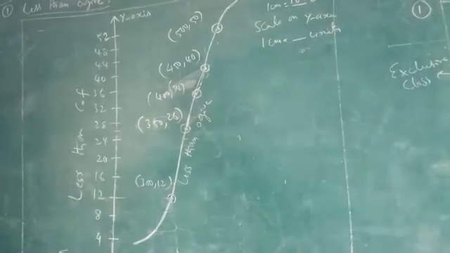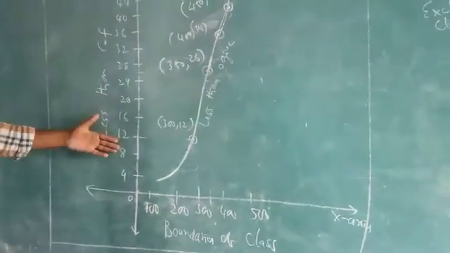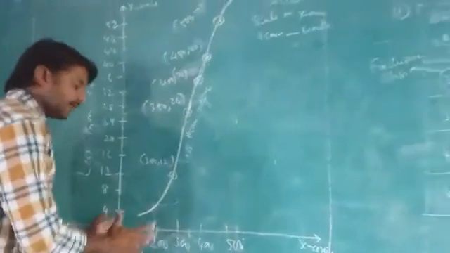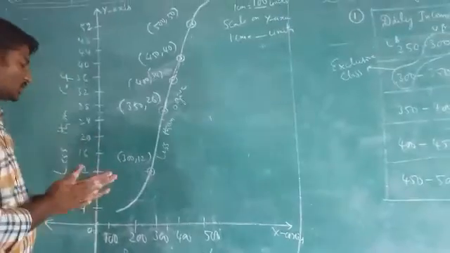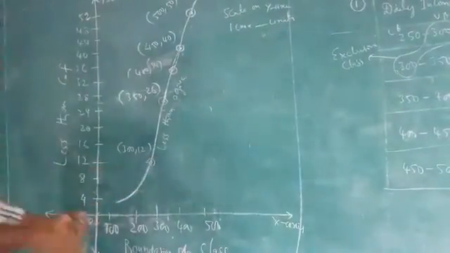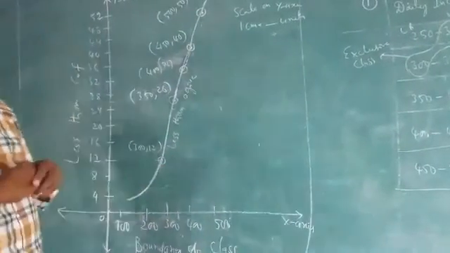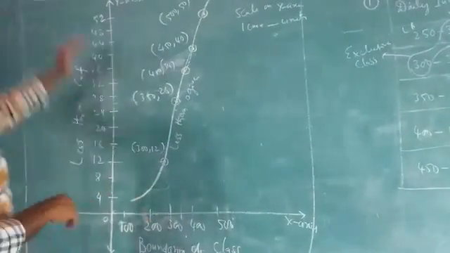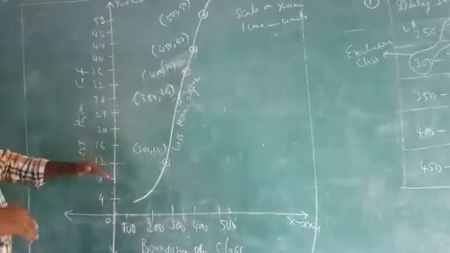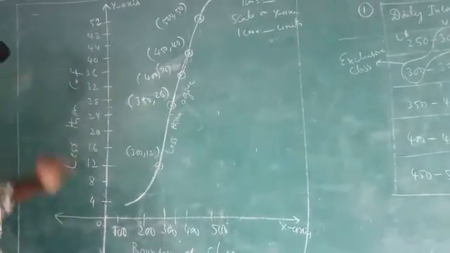Once again I will explain here: we write boundaries on the x-axis and frequencies on the y-axis. Now adjust your class interval depending upon your size. So I have taken 100, 200, 300, 400, 500. If you have more space, you can take 50, 100, 150, that is 1 centimeter to 50 units. Suppose many units are there, you can take 2 also. I have taken 4 here.